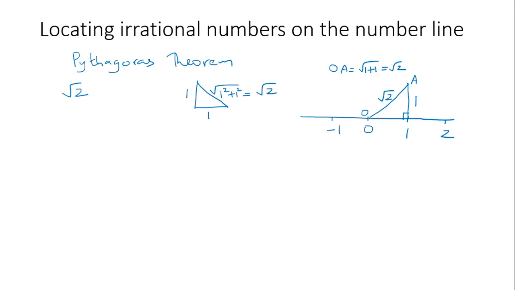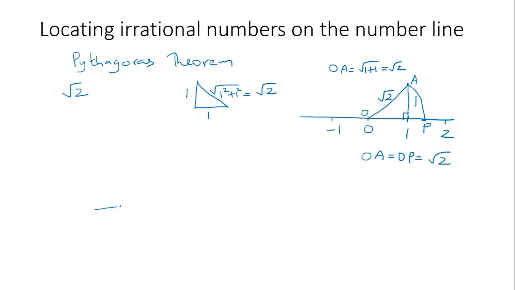Now we just need to transfer this distance OA onto the number line. So you can just keep a compass with the center at O and radius equal to OA, and just draw this arc which touches the number line at some point, say P. So OA will be equal to OP, which is equal to root 2. So that's how you find the point P, which is equal to root 2. You can extend this construction to plot other irrational numbers on the number line.